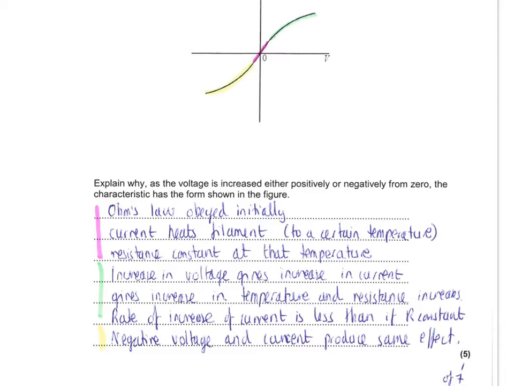So first of all, we look at the central section of the graph. A small part of the graph is showing as a straight line. So this means that Ohm's law is obeyed.